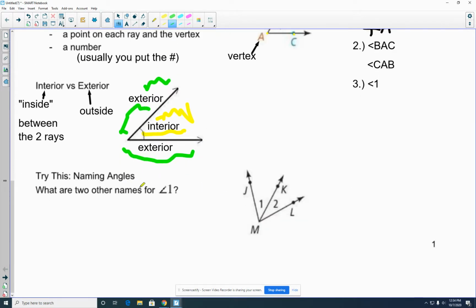What are two other names for angle 1? So I take a look at angle 1, and guys, I really like this method. I usually, when I'm doing things, go to angle 1, and I go, angle 1 is from here to here. Excellent. And then I say, okay, how do I name angles? Well, I use a number, or I could use 2 points on the rays with the vertex, or just the vertex. So let's use 2 points, J and K, and the vertex is M. So I would trace J to M, M to K. So one way to name this angle could be angle JMK.